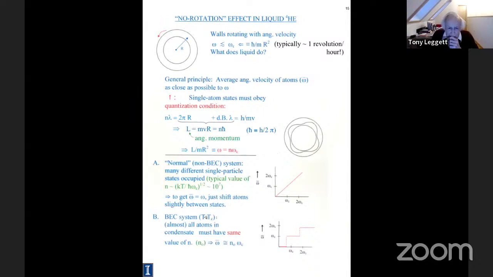Okay, so imagine, here's the experiment. Suppose we take a circular flower bowl, say, a so-called annular container, and we fill it with liquid helium-4. We rotate the container very, very slowly. Typically, to make this work with an ordinary sized container, it would need to be about 1 revolution per hour.